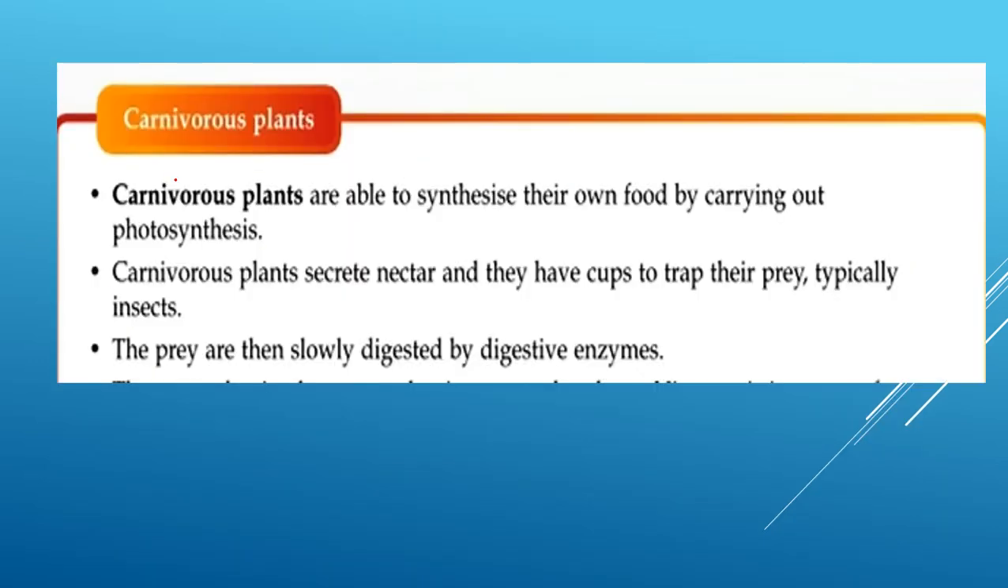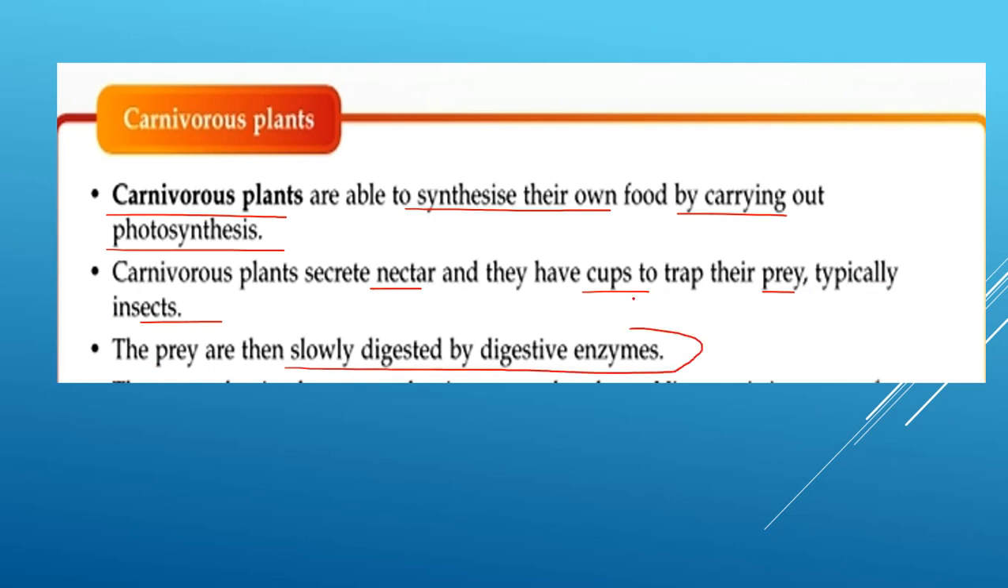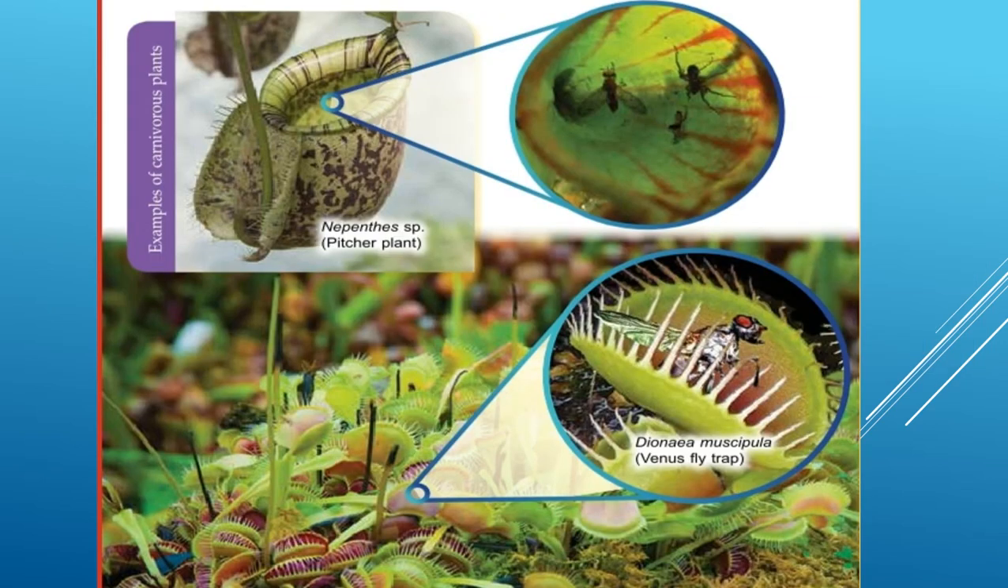Okay, how about carnivorous plants? Carnivorous plants are plants that are able to synthesize their own food by carrying out photosynthesis also. Carnivorous plants secrete nectar and they have cups to trap their prey, typically insect. The prey are then slowly digested by digestive enzyme. Yang ini nih yang pandai mau makan serangga. Macam ni. Nampak ni? Okay, so this is examples of carnivorous plant.